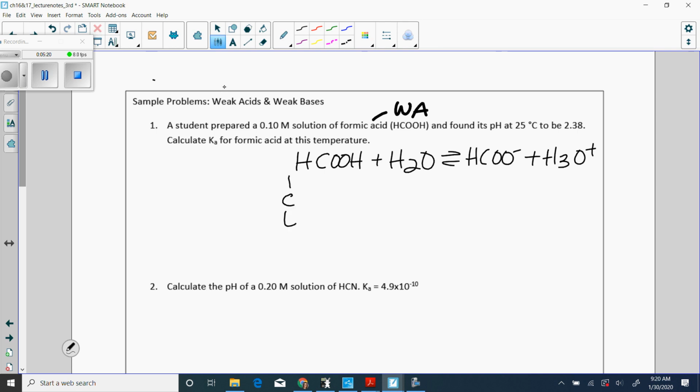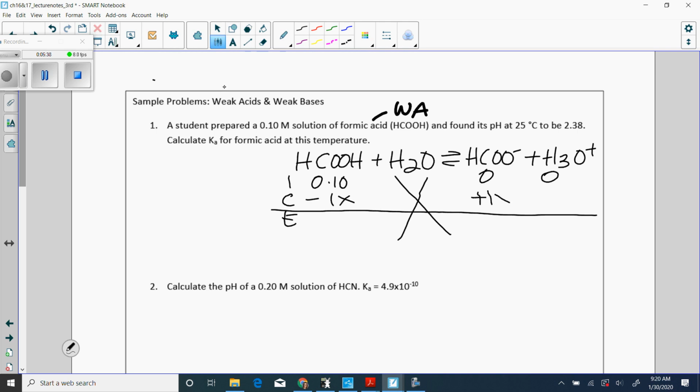Equilibrium problems are ice tables. This is the only one I'm actually going to draw an ice table for, just to show you. My initial concentration was given, 0.1. Pure liquids do not go in. Nothing has happened yet, so my shift is minus x, plus x, plus x. So at equilibrium, I have 0.1 minus x, I have x, and I have x.